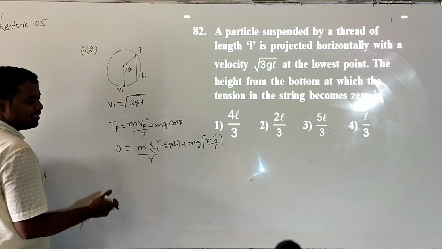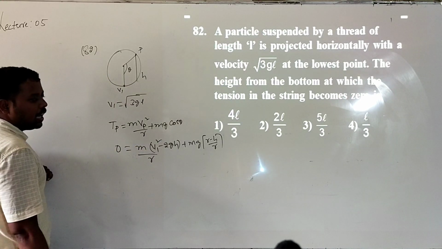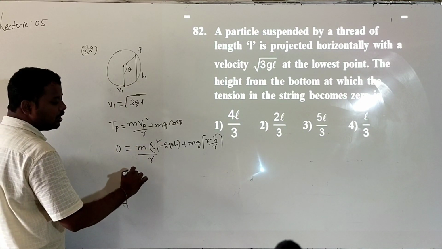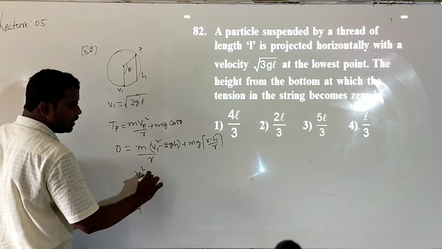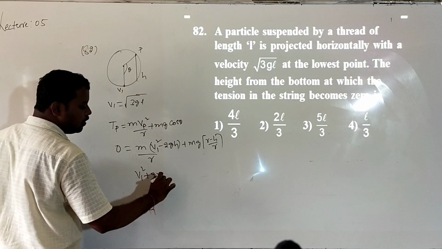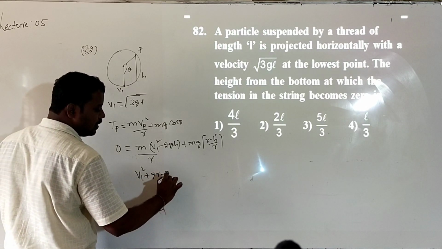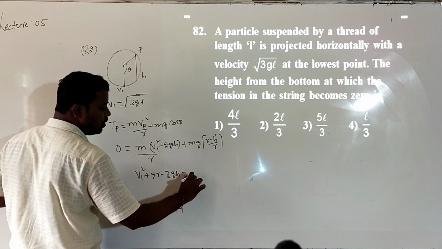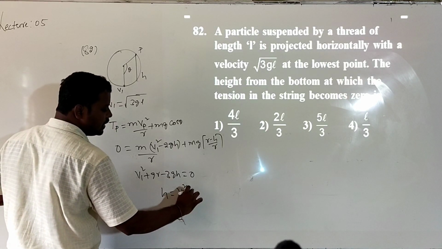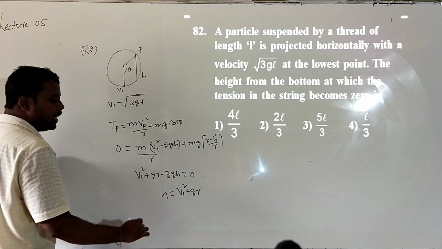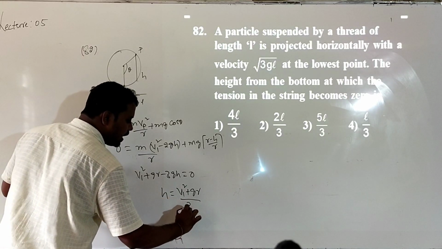Yesterday we discussed this. In both the terms, the R value cancels. When R cancels, finally we get the expression V1 square plus g R minus 3 g h is equal to 0. So what is the h formula? h equals V1 square plus g R, divided by 3 g.